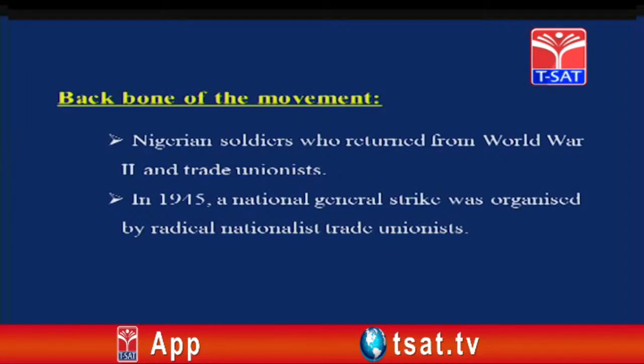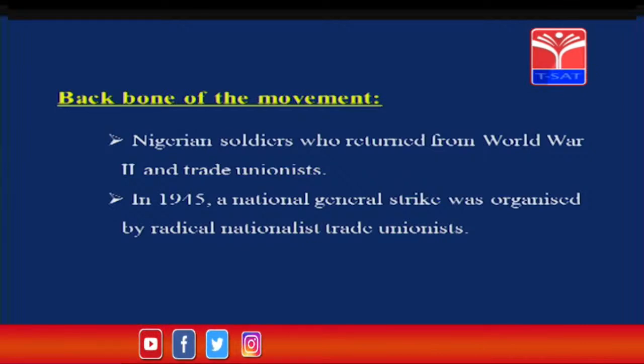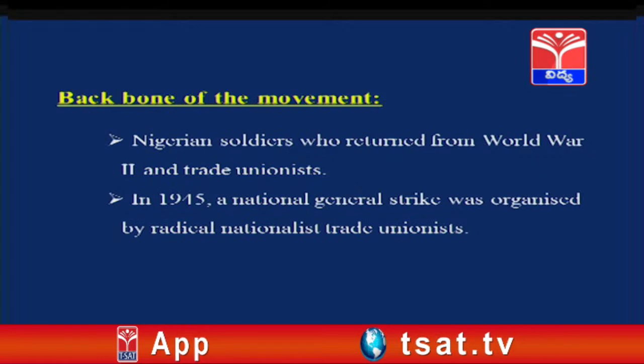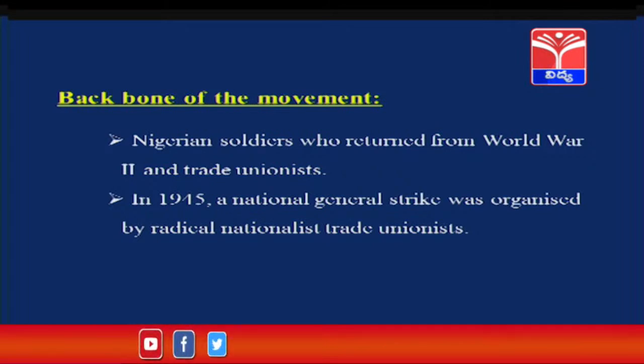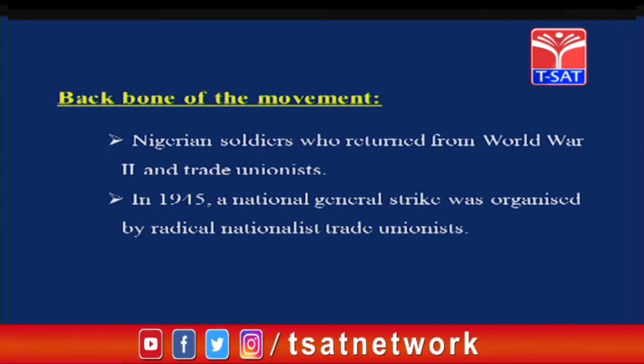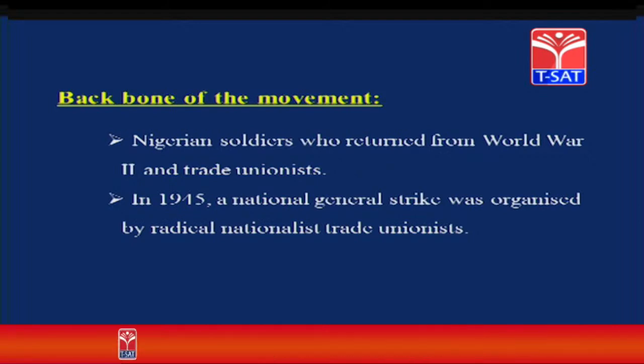And these soldiers who returned from World War II and also the trade unionists, that means the leaders of the trade unions, they both became the backbone of the movement. That means they became the strongest persons to fight against the Britishers. So, there was a general strike in 1945 by radical nationalist trade unionists.